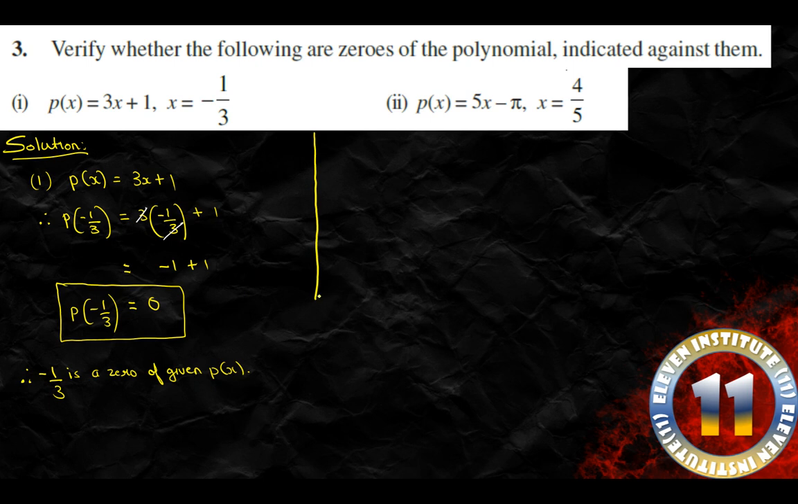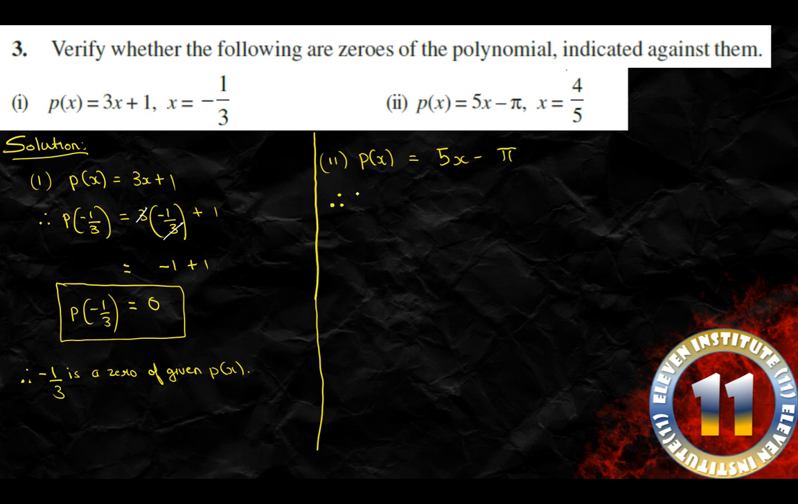Let us now move ahead and try to solve the second one. So again, first of all, we will write the polynomial over here. p(x) is equal to 5x minus pi. Now the problem is some of the students start fearing when they see this pi. There is nothing to fear. You just have to substitute the value of x in the polynomial. That's it. Fine. So let us put this value.